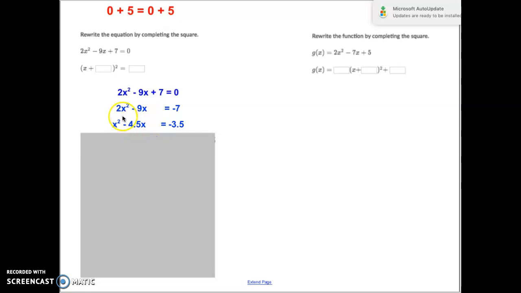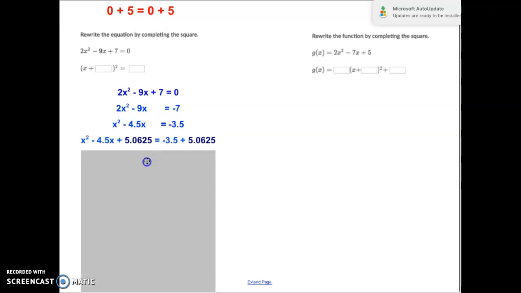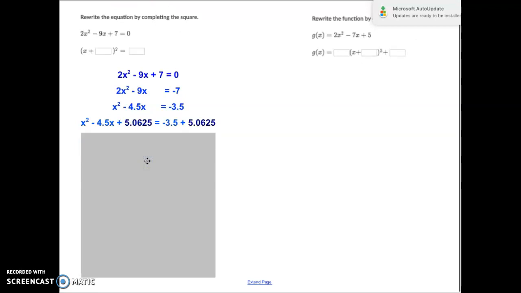If you remember, it's my b term divided by 2, squared. So what is negative 4.5 divided by 2? You might say it's negative 2.25. And what is negative 2.25 squared? Hopefully you came up with 5.0625. So when I took half of this term and squared it, this is what I got. That is my new correct c term.